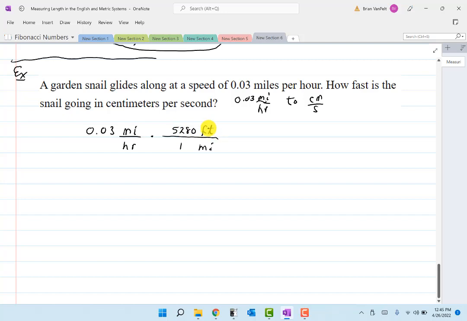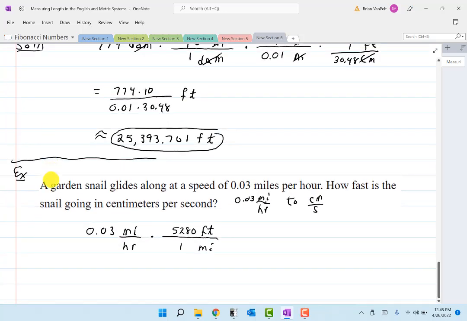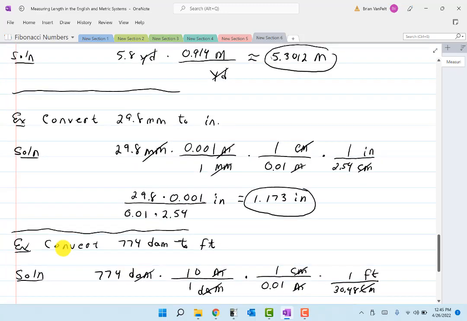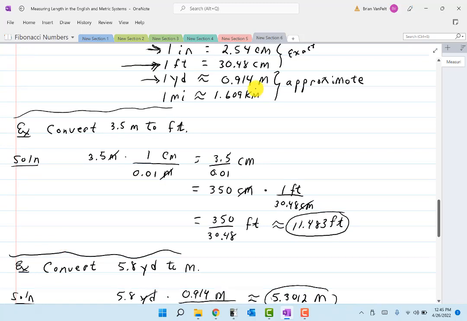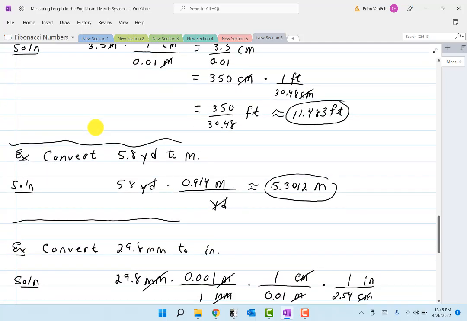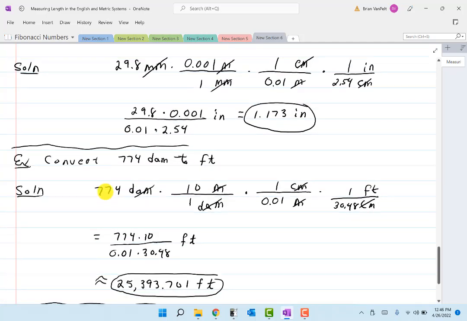Why would I use that? Because I don't think I have a connection between miles and meters at all. Let's see if I do. Right here, I could use this. I think that'll be okay. Yeah. Let's do, so 1.609 kilometers.